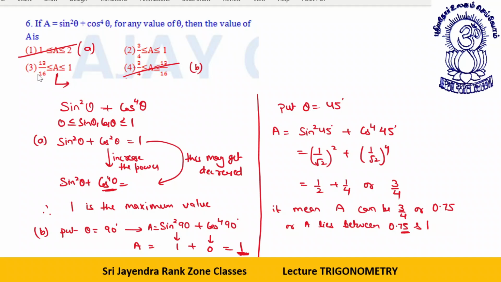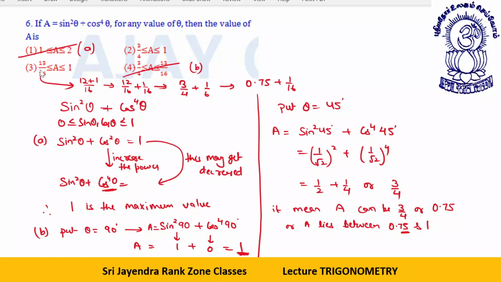This 13 by 16 is what, my dear students? Like 12 plus 1 by 16, or 12 by 16 plus 1 by 16. This is 3 by 4 plus 1 by 16. So as per this option, this says its minimum value is 3 by 4 plus 1 by 16. That is more than 0.75, 0.75 plus 1 by 16.